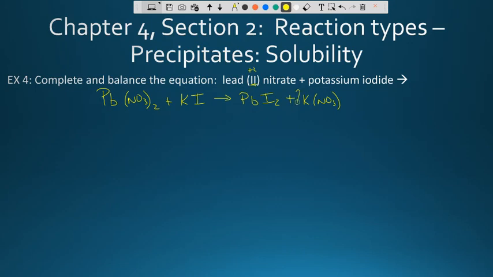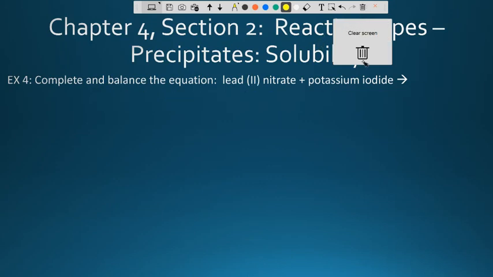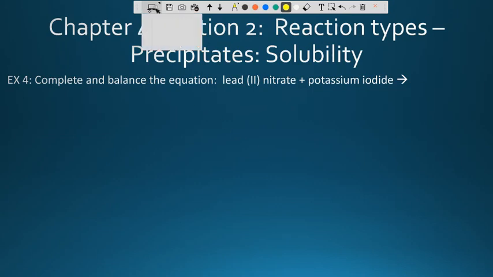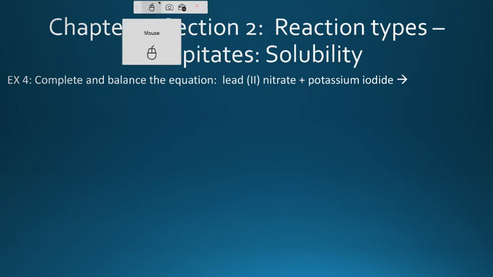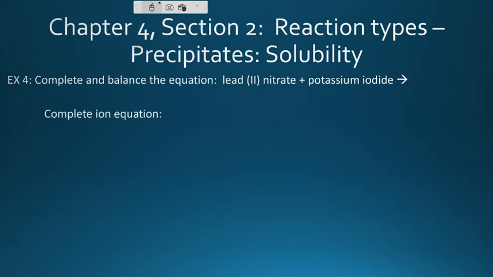Now let's balance. I have 2 nitrates over here, so I put 2 here. That gives me 2 potassiums here. Now distribute the 2 to your iodine. Oh, I've already got that, and I've got 1 lead. Problem's done. Okay, so that's just balancing those equations. That's all the prompt was asking you to do on this one, so you don't have to apply your solubility rules. Don't do more work than it asks.